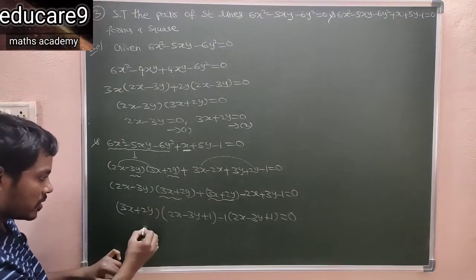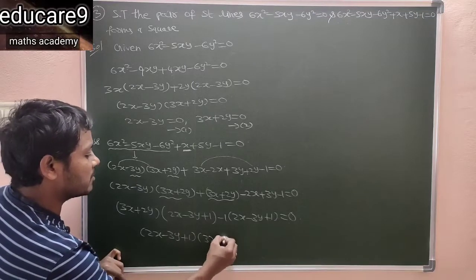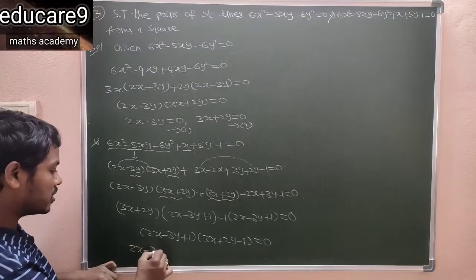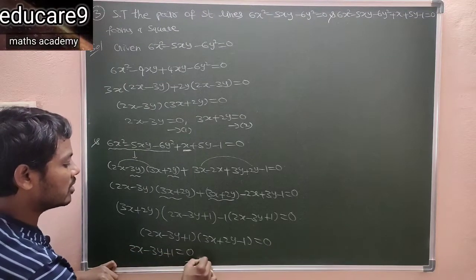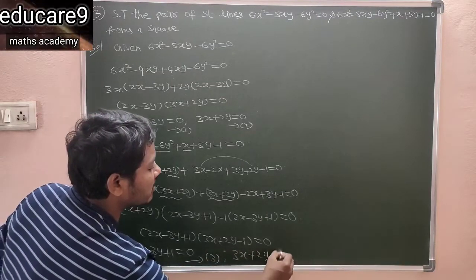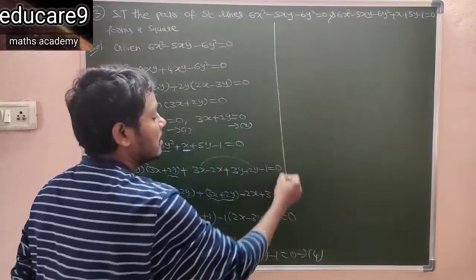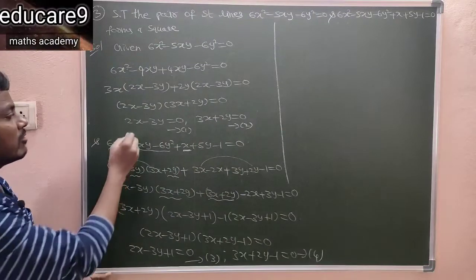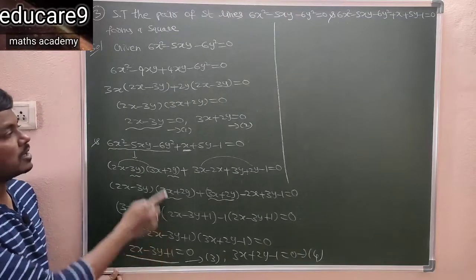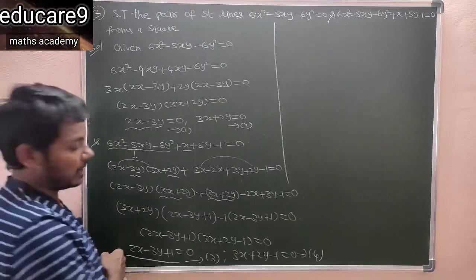So in both terms 2x minus 3y plus 1 is common. You will get 3x plus 2y minus 1 equals to 0. So therefore, 2x minus 3y plus 1 equals to 0 is equation 3, and 3x plus 2y minus 1 equals 0 is equation 4. Now once you observe, equation 1 is 2x minus 3y, equation 3 is 2x minus 3y plus 1. So both x and y coefficients are same. So therefore 1 and 3 are parallel.